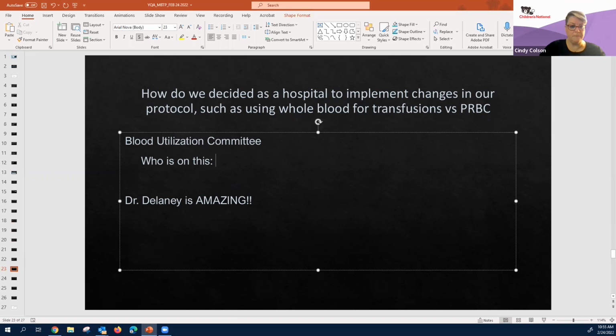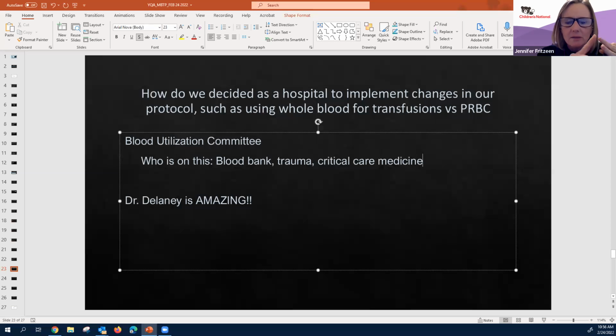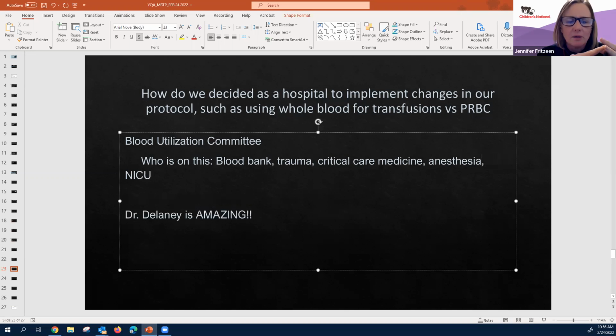Who is on this? There are multiple physicians, surgeons, anesthesiologists. Okay, so blood bank is on it. Critical care medicine. Trauma. Matt Sharon is the chair. Anesthesia. There's representation from NICU, oncology, HEMOC. Oh, we already got you. HEMOC, okay. But PICU nursing too. There's probably several more people I'm leaving out, so I apologize.